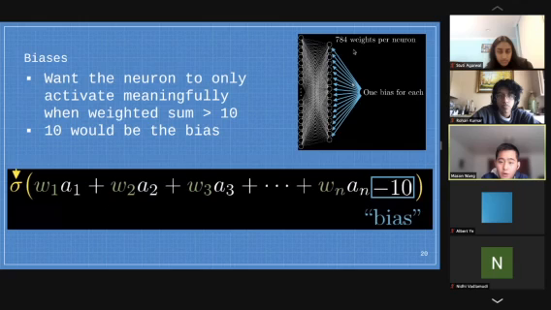So one more thing. We have our sigma and we have our weighted sum, but what if we want the neuron to only fire or activate meaningfully when the weighted sum is greater than a certain number? This certain number will be called a bias. So if it's less than 10, it won't fire. But if it's greater than 10, then it will have a meaningful activation to it. And we do this just by doing minus 10 for the bias in the weighted sum.